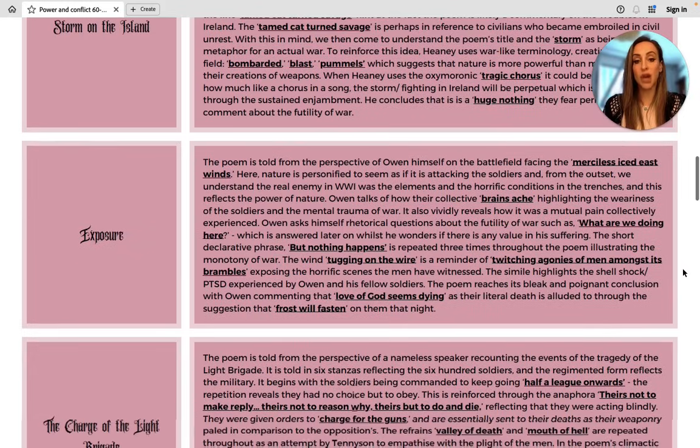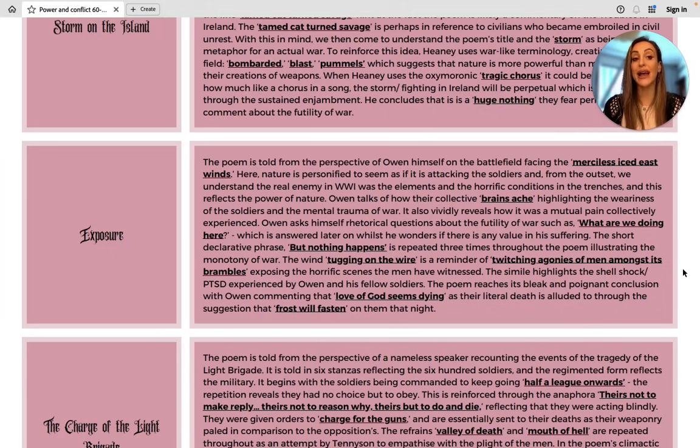Exposure. The poem is told from the perspective of Owen himself on the battlefield facing the merciless iced east winds. Here, nature is personified to seem as if it is attacking the soldiers, and from the outset, we understand that the real enemy in World War I was the elements and the horrific conditions in the trenches. And this reflects the power of nature.